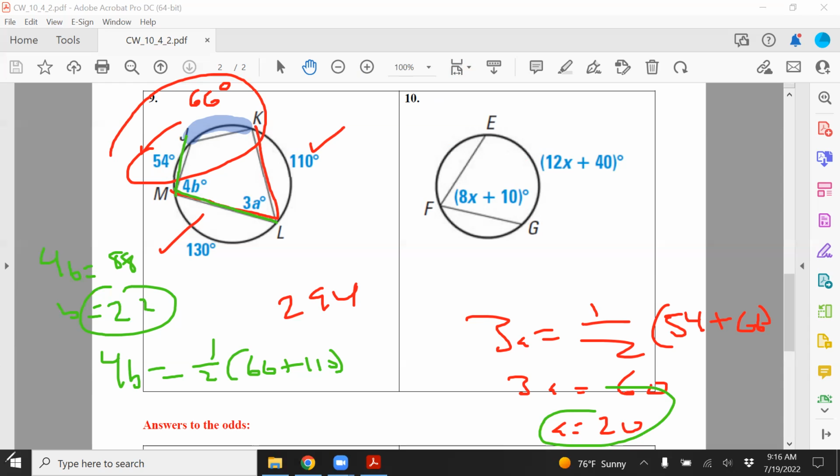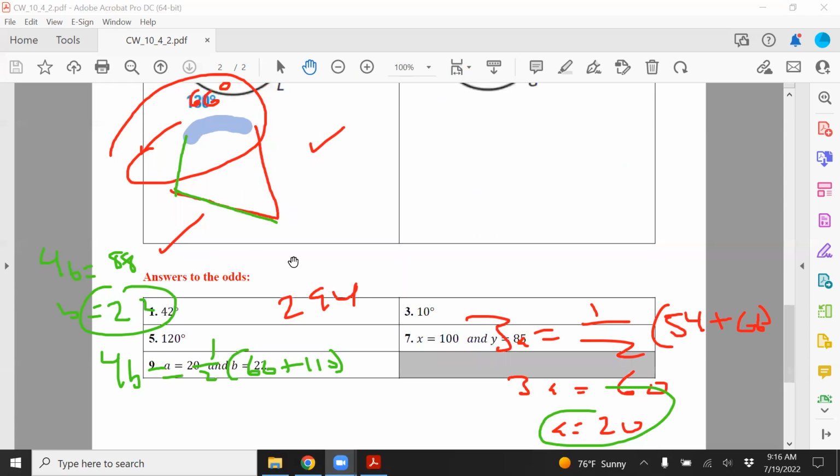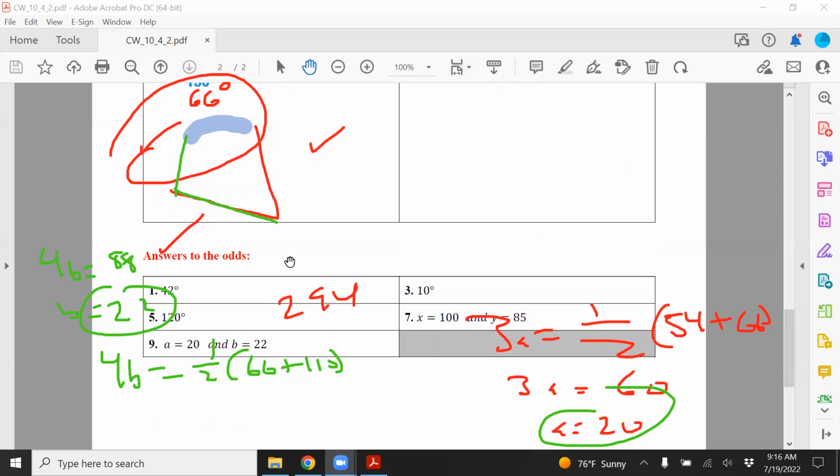No? Okay. That was a tough one. Probably there'll be something like that on the test. You guys can do it. It's not bad. It's not too hard, but you just have to make those connections. You can see the answers are right there.